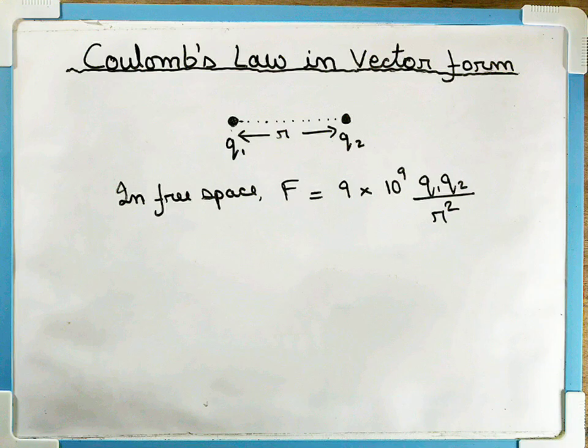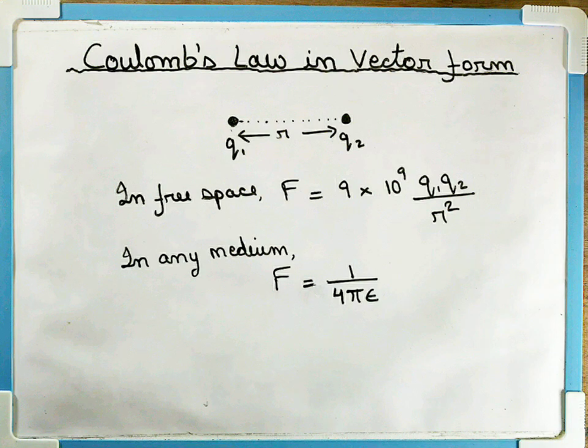Or if it is placed in any medium, then this F will be equal to 1 by 4 pi epsilon, where this epsilon is the absolute permittivity of the medium, Q1 Q2 by R square. So by using the formula of Coulomb's law, we can calculate the magnitude of the force between the two charges.